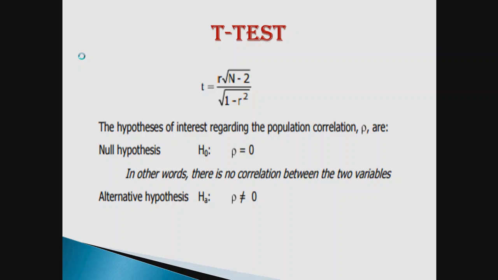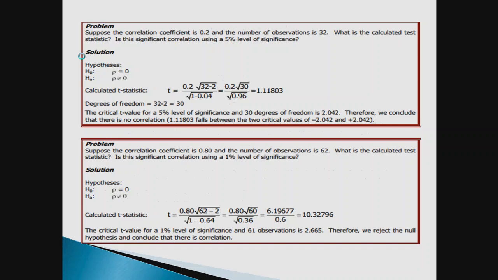The t-test could be easily explained by a problem. Suppose the correlation coefficient is 0.2 and the number of observations is 32. We have to calculate the t statistic and show whether there is any significant correlation between the variables using a 5% level of significance. The null hypothesis H0 is rho is equal to 0, which means there is no correlation between the two variables.